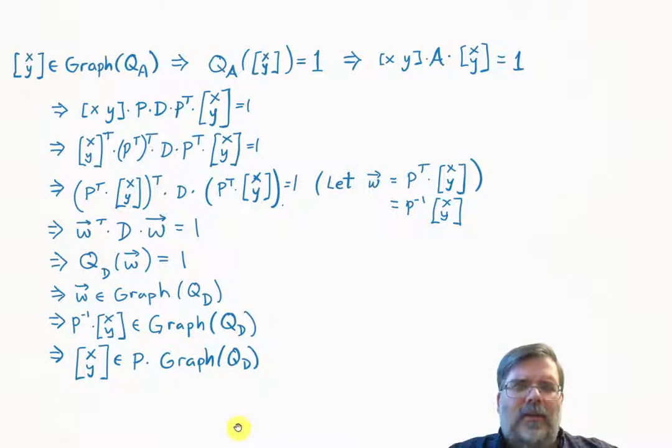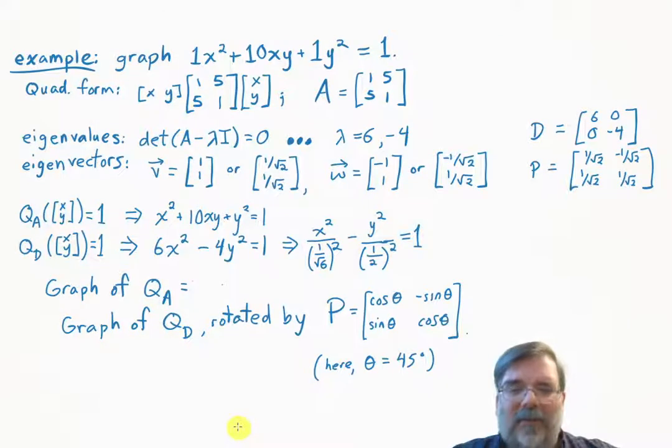Let's soak that in for a moment, and let's do an example to make this more concrete. Let's say you want to graph this quadratic equation: x squared plus 10xy plus y squared is equal to 1. We can rewrite this as a quadratic form, and the matrix has the coefficient of x squared, the coefficient of y squared, and the coefficient of xy divided by 2 in these two locations. So this equation corresponds to this quadratic form, and it has this matrix, 1, 5, 5, 1.